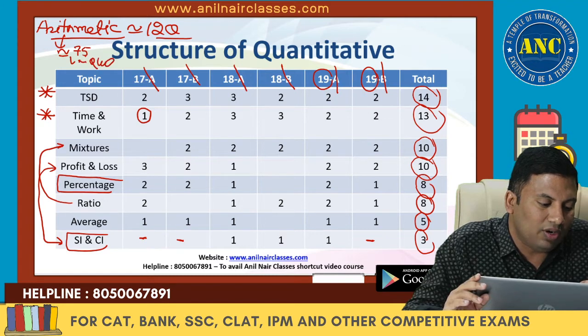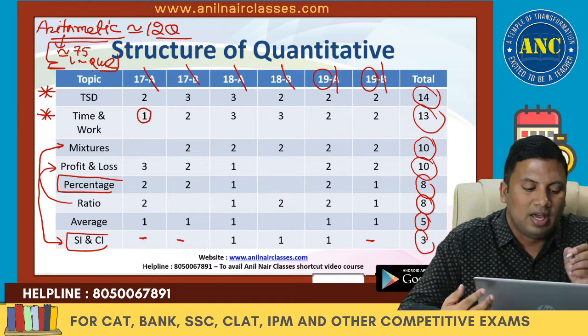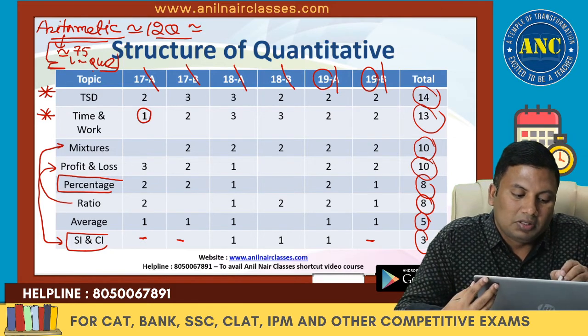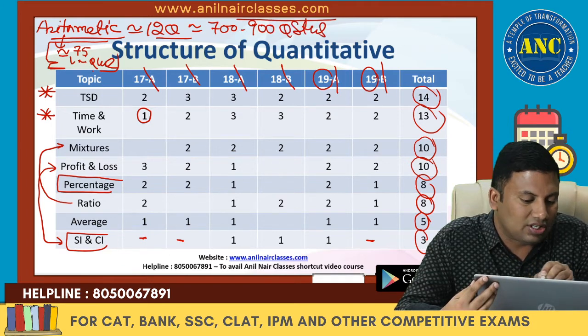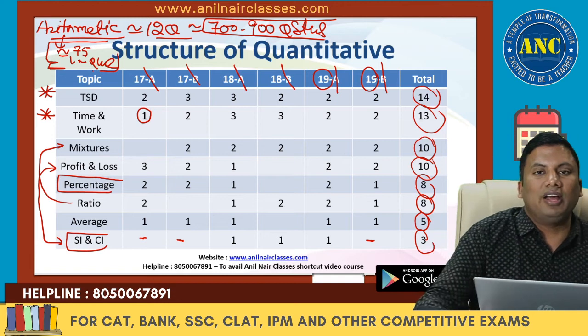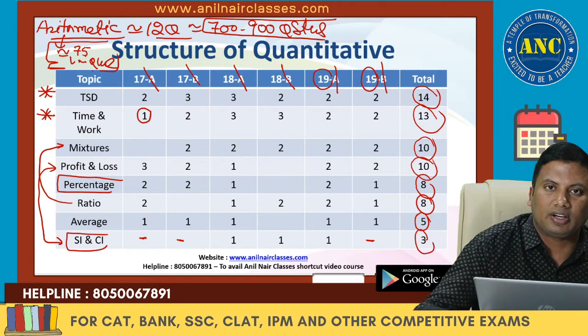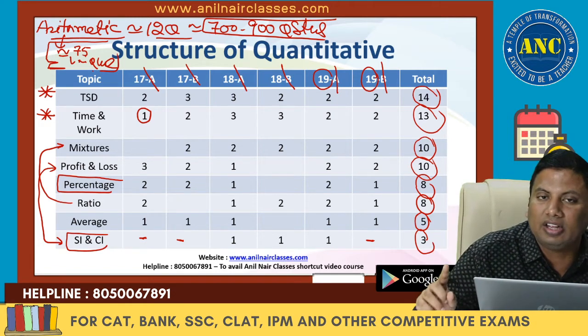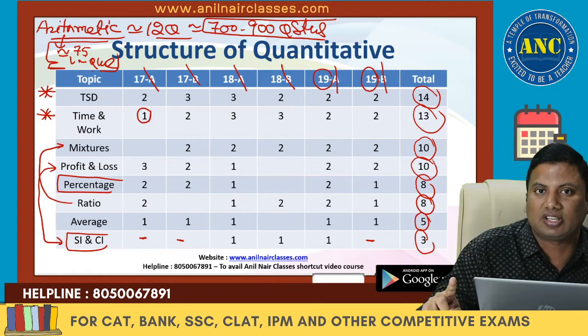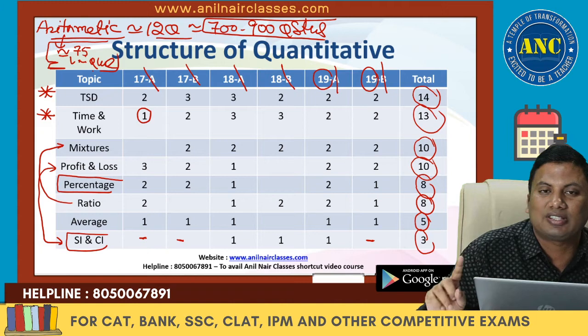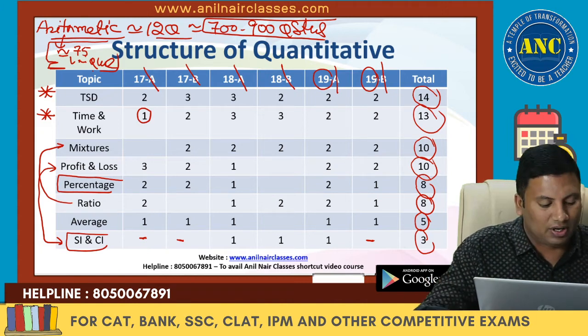When I say unique questions, I mean different varieties of questions you should solve. If you solve anywhere close to 700 to 900 questions, with variety, you will be very confident in this arithmetic topic. Again I am repeating, in arithmetic: time, speed and distance, time and work, profit, loss and discount, mixtures, ratios and percentages are very important.